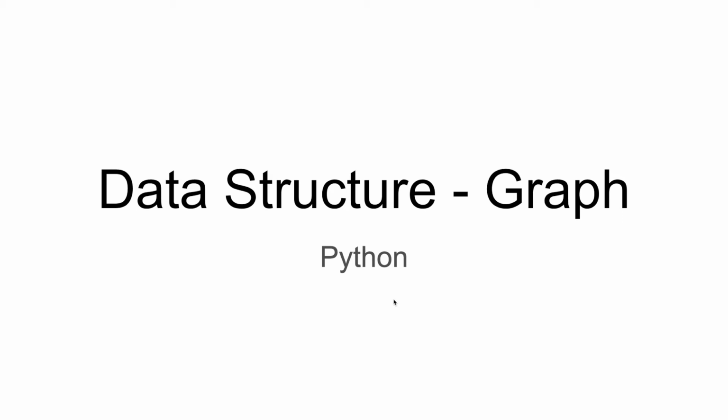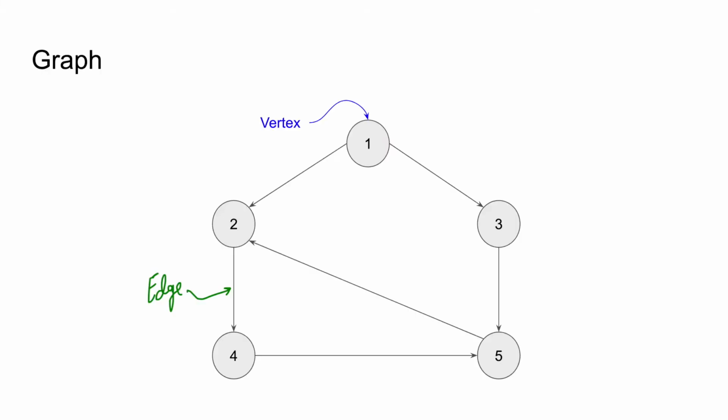Hello friends, today we are going to look at an important data structure in Python that's called graph. Graphs are a non-linear data structure and they are basically a collection of vertices and edges, generally used to represent relationships between different vertices. So for example, in this particular graph you can see 5 vertices and 6 edges.